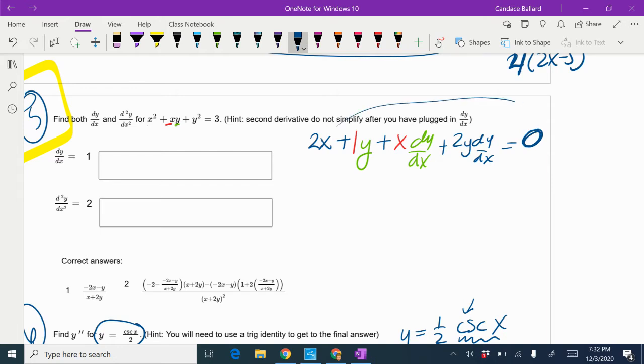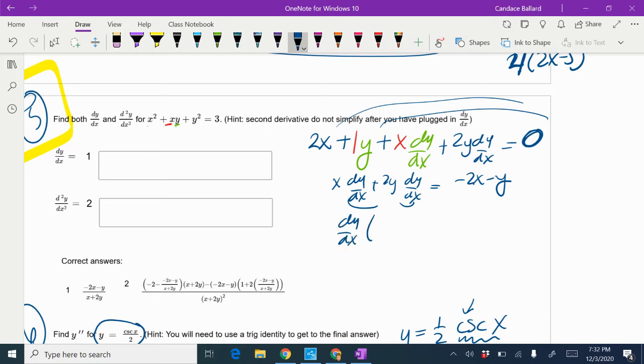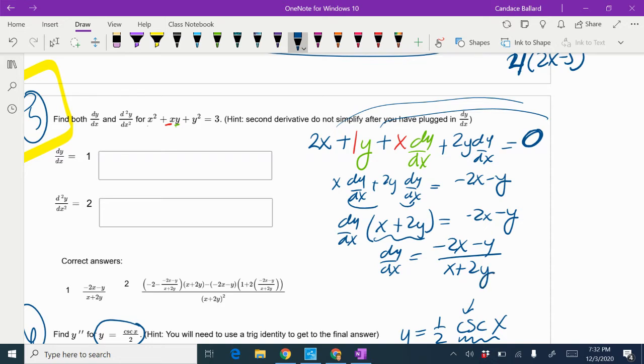I'm going to put the 2x and the 1y on the other side, so I get x dy dx plus 2y dy dx equals negative 2x minus y. Take out a greatest common factor of dy dx. We've got dy dx times x plus 2y equals negative 2x minus y. We're going to take this and divide it to the other side. So dy dx equals negative 2x minus y over x plus 2y. Now that's the first part.